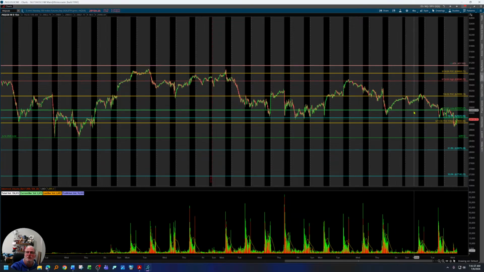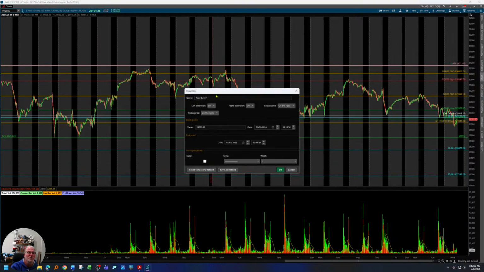You could actually even look at a low here from, what is this low here? This is from Friday's low. I'm going to probably mark that as well. That'll probably be a pretty decent level that you're going to need to get over.